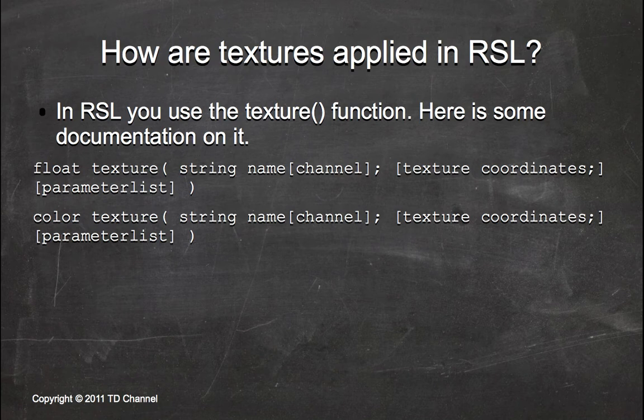What you would have to do is give it the exact channel you want. And remember, channels are arrays which always start at 0. So if you wanted to get the red channel, like I said, for diffuse, you would do float texture, your string name, square brackets, and then you would give it a number 0 because you're reading the first channel.